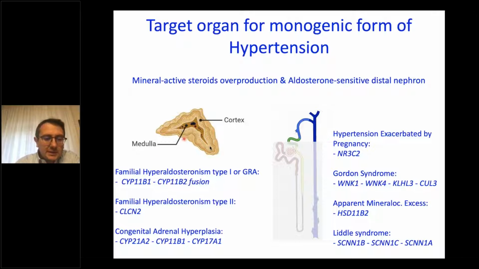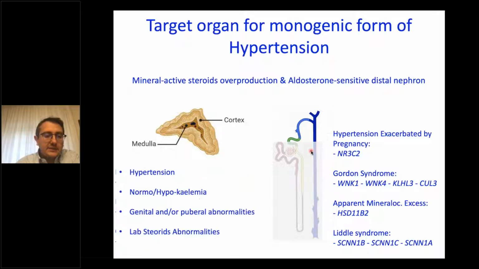I will not speak about this condition here, but this should always be considered in the differential diagnosis with the forms that are due to impairment of one of the genes mapping in the distal nephron.